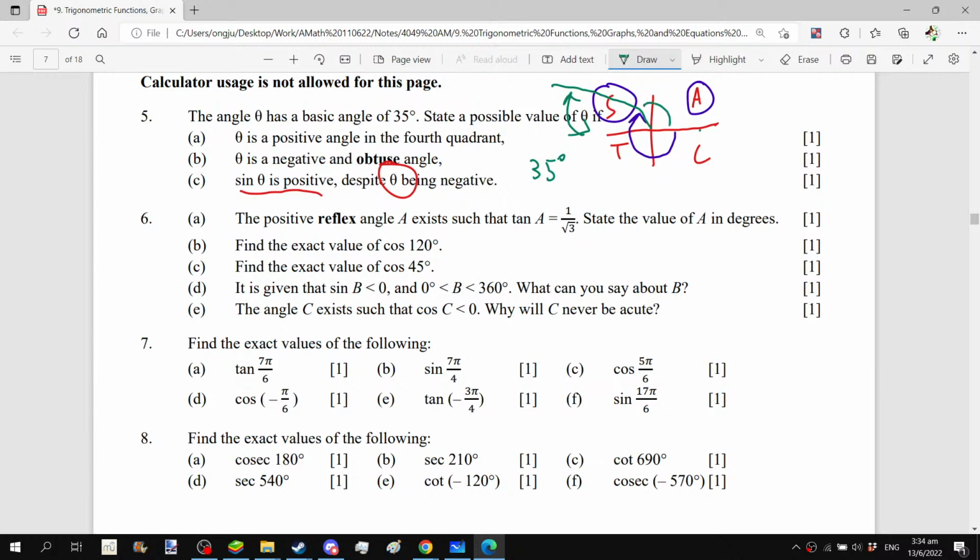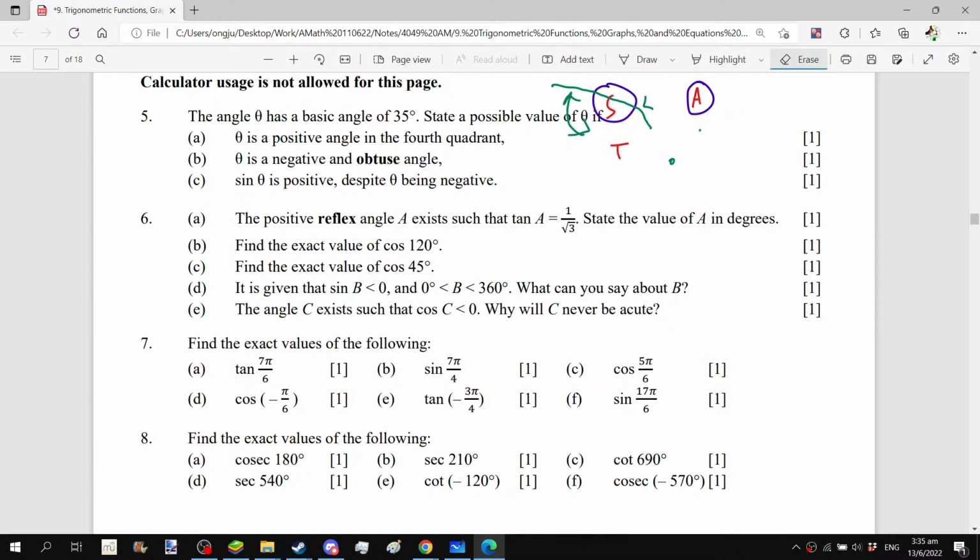Necessarily, this means that portion must be 145 degrees, and so this little portion over here must be, let's see, 180 plus 35, must be negative 215 degrees. Of course, the smartest answer is to just choose negative 35. That would be completely acceptable. That would be genius, in fact.